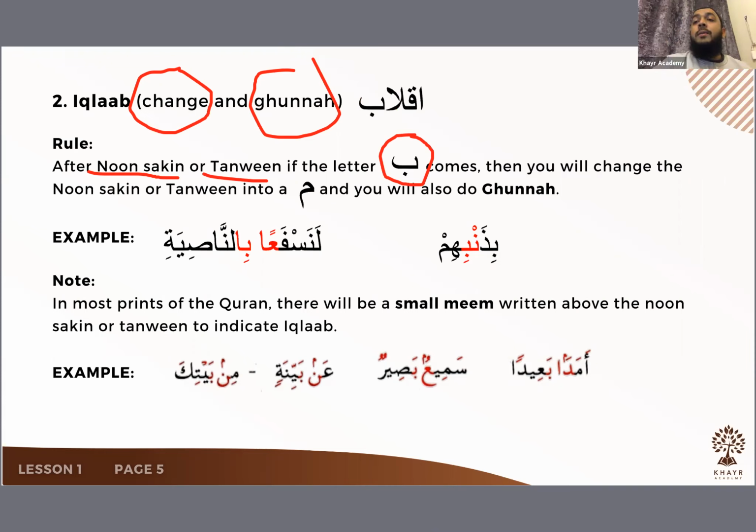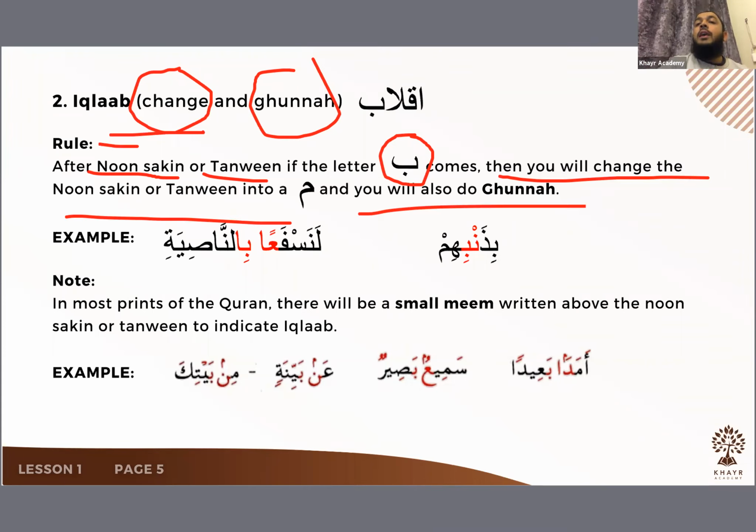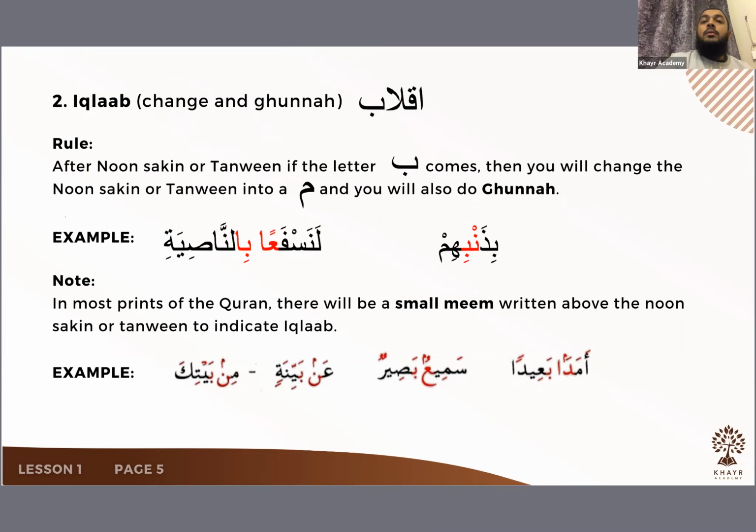After non-sakhin and tanween, if the letter ba comes, then what do I do? I have to change the non-sakhin and tanween into a mim sakin, and then I have to do gunna. I'll explain it to you. Remember, we change first, and then we do gunna. Examples. Wait, let me just write number one here and number two here. Okay. Examples.